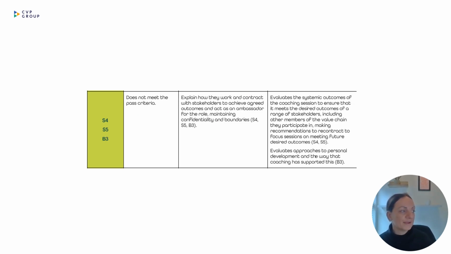S4, S5 and B3. So this is about how do you work and contract with stakeholders? So it's a bit of an extension of what we've already talked about, to agree outcomes and acting as an ambassador for the role, maintaining confidentiality and boundaries. So this one is more about how you contract with the wider organisation.